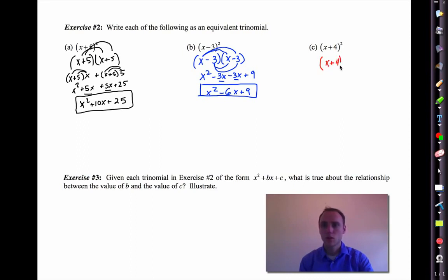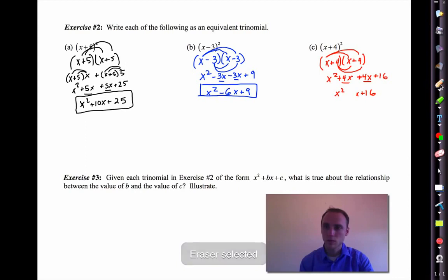So if I write this as x plus 4 times x plus 4, I can use either way. I'm going to use this method though. So I'll distribute each term individually. x times x gives me x squared. x times 4 gives me plus 4x. 4 times x gives me plus 4x. And 4 times 4 gives me plus 16. Combining like terms, I get x squared plus 8x plus 16. That's 8x. And I'm done.